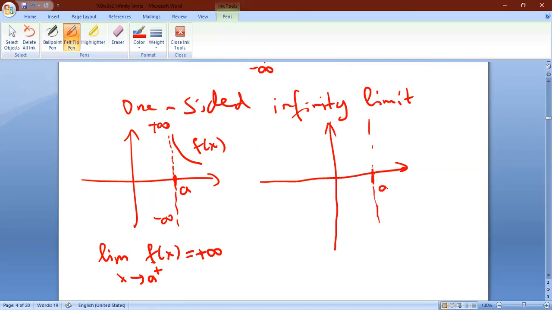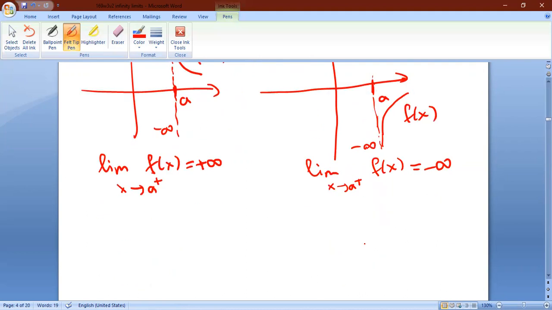Or you can have something like this. Let's say this is a. Let's say you are approaching a from the right again, but this time the values are getting more and more negatively large. So you say the right limit of f when x goes to a is minus infinity. Of course, you can also have left limits like these cases.